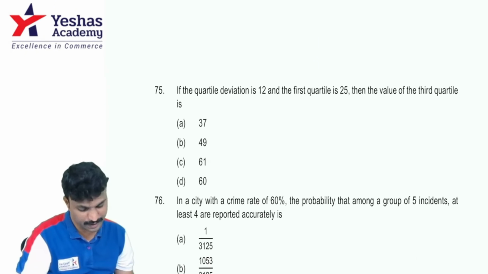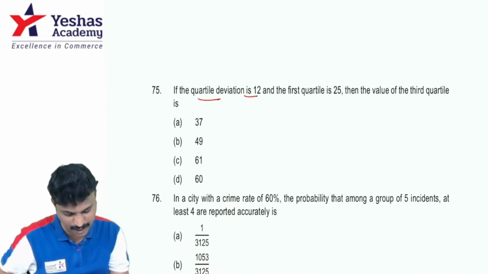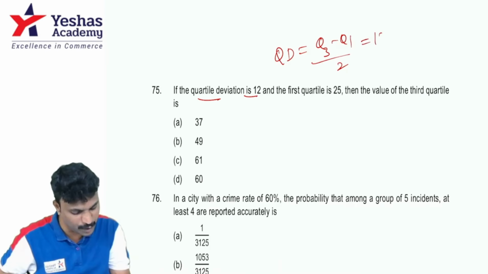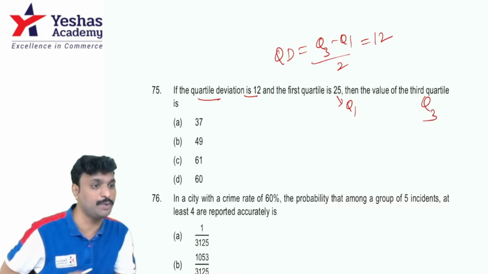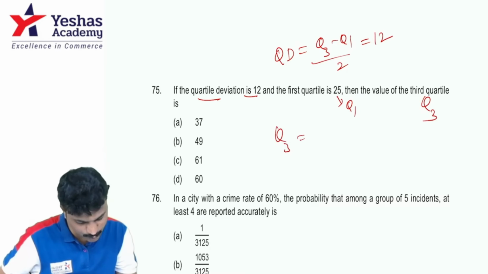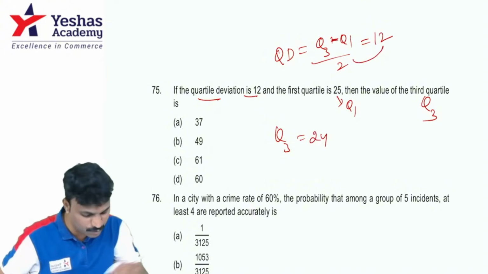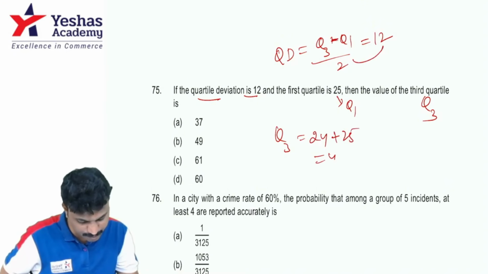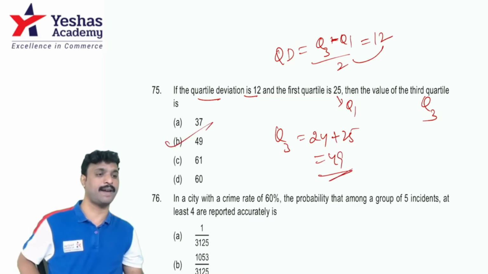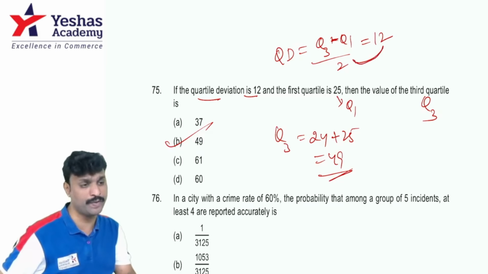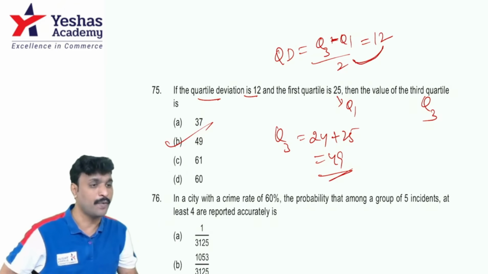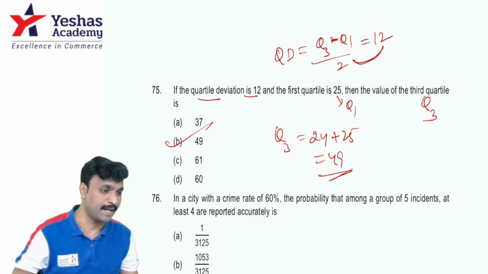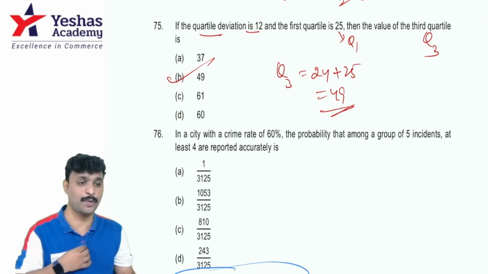Let's do the 75th question. If the quartile deviation is 12, so QD is given to be what? Q3 minus Q1 by 2, which is equal to 12. Also, they have given Q1. We are asked to find Q3. Here's what you do. Q3 minus Q1 is 12 into 2, which is 24. Minus Q1 becomes plus Q1 on the other side, which becomes 49. Option B is the right answer. Guys, I've cross multiplied 2 with 12, which became 24. Minus Q1 becomes plus Q1. 24 plus 25 is 49. Have you all understood?